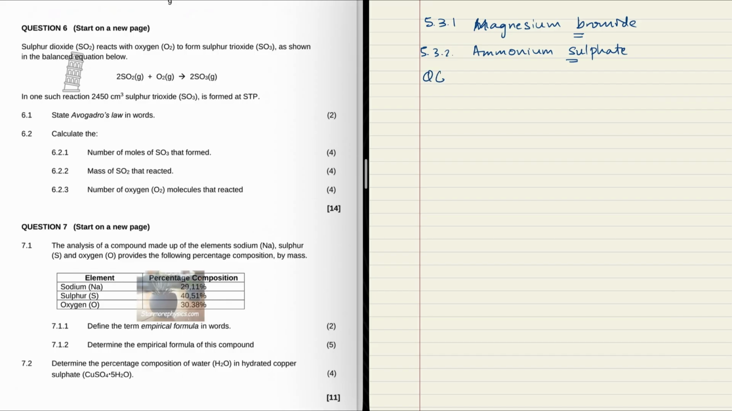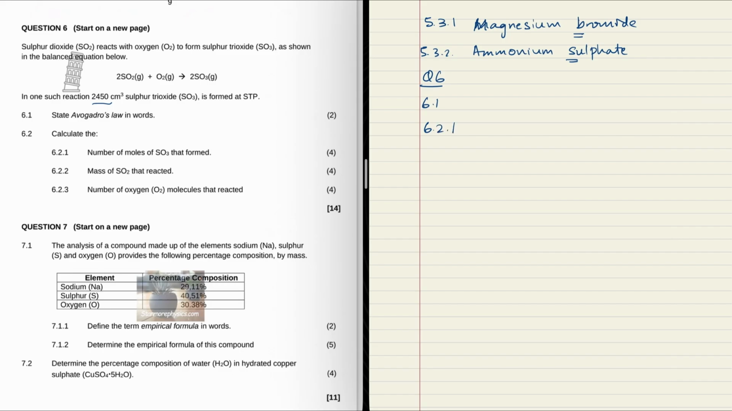Now question number 6. Sulfur dioxide reacts with oxygen to form sulfur trioxide as shown in the balanced equation below. So we've got this reaction. In one such reaction, 2450 cm cubed of sulfur trioxide is formed at STP. Question 6.1, state Avogadro's law. So this is 1 mole of any gas at STP will occupy the same volume at the same temperature and pressure.